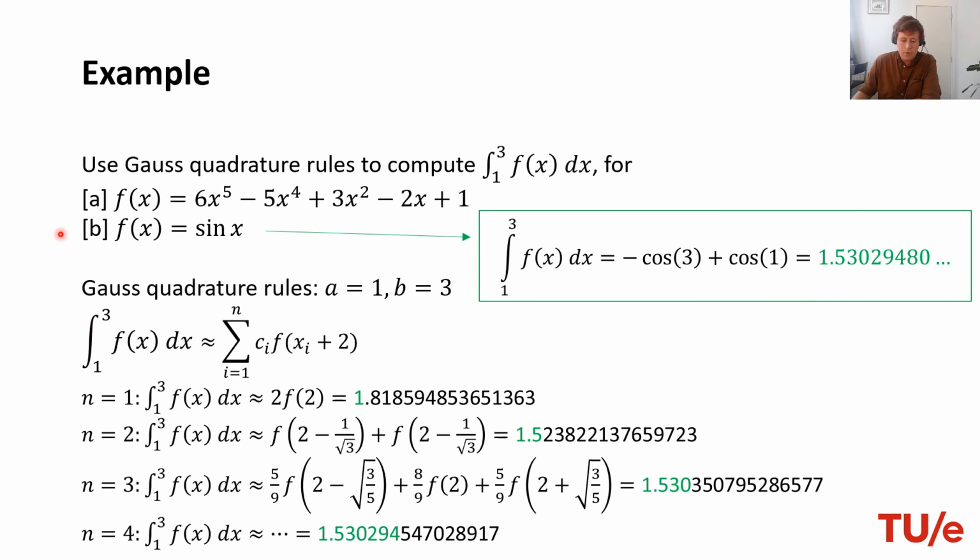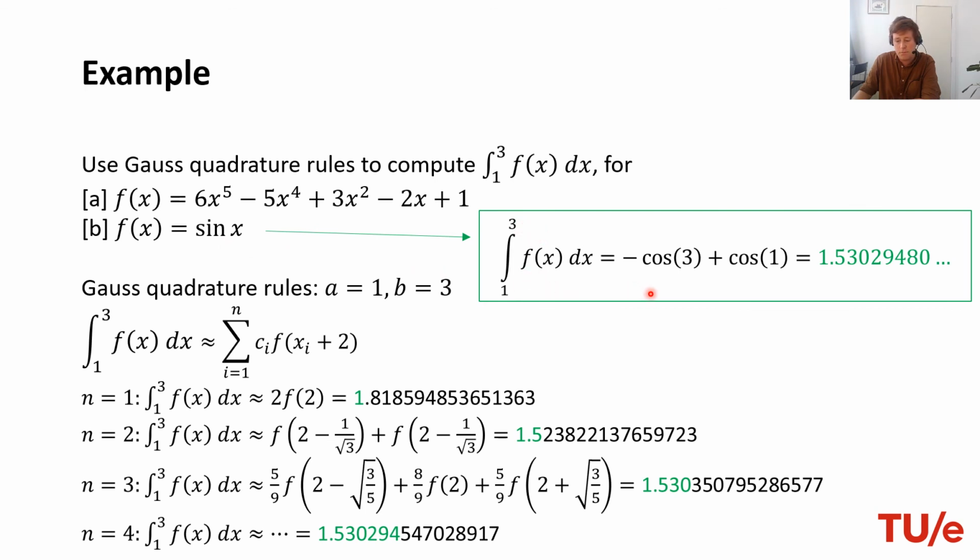Now, let's take a look at a non-polynomial function, for instance a sine function. For a polynomial function, we have this guarantee that by construction, Gauss quadrature methods are very, very accurate. But this is not the case for general functions, and we should hope that the Gauss methods also work very well for them. So let's investigate. Now we want to approximate the integral of the sine function between 1 and 3.